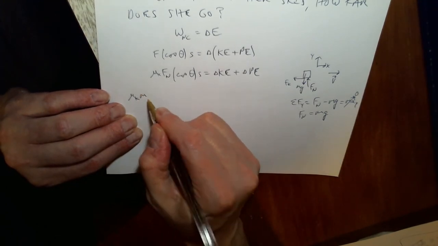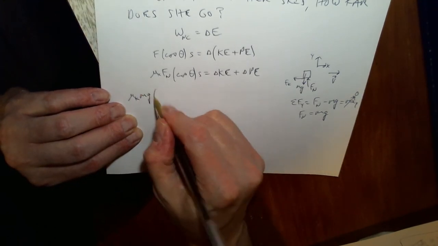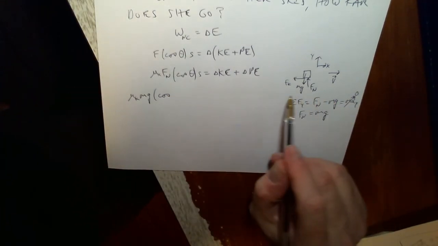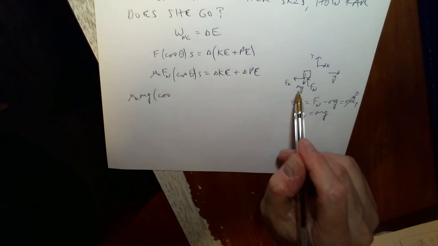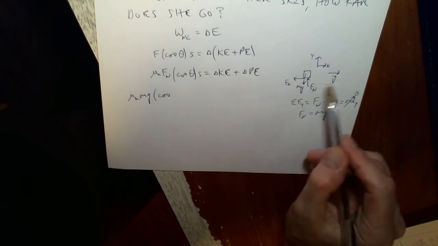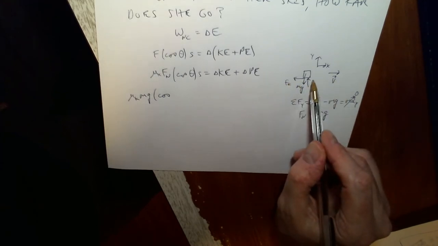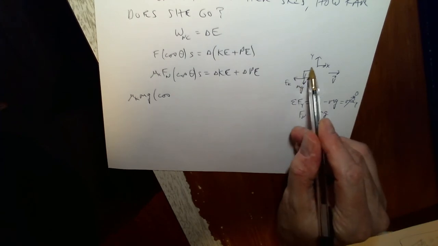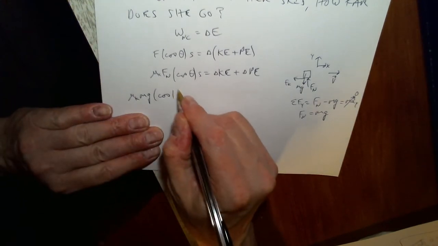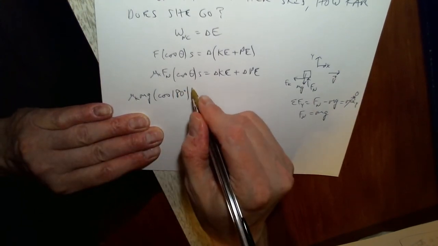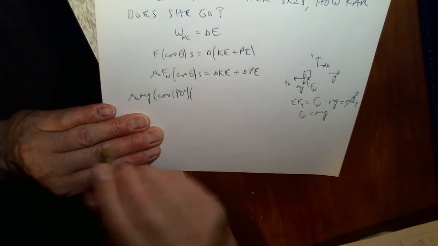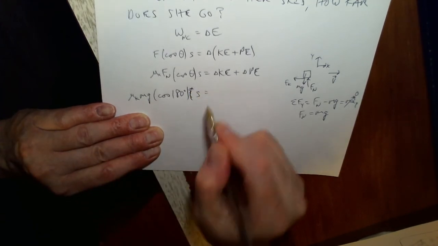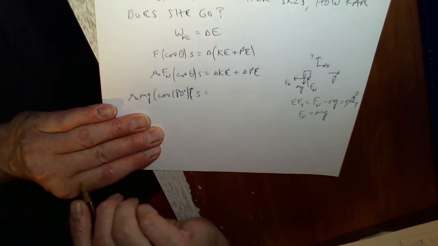Now that's mg, times cosine of the angle between the displacement and the force. Well, the kinetic friction points left, the displacement is to the right, so they're in opposite directions, which means it's 180 degrees, right? It's a full half circle. Cosine 180 degrees times s. s is the thing I want to solve for, right? It's how far she goes before she stops.